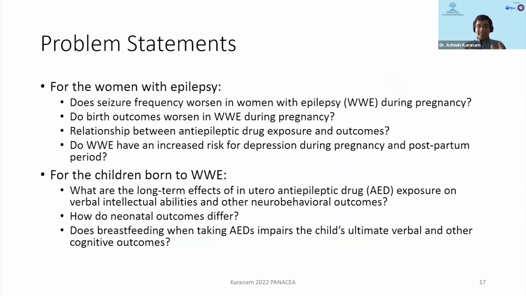So the physicians, the epileptologists we were working with, and these were epileptologists from Harvard, Stanford, and also 20 different universities, looked into their own clinics, looked into the literature, and they came up with these problem statements because they had either no answers to these, or there was very limited information about these. For women with epilepsy, it was questions such as, does seizure frequency worsen in women with epilepsy during pregnancy? Do birth outcomes worsen, right? That's a huge question. Are there more C-sections? Are there more miscarriages?